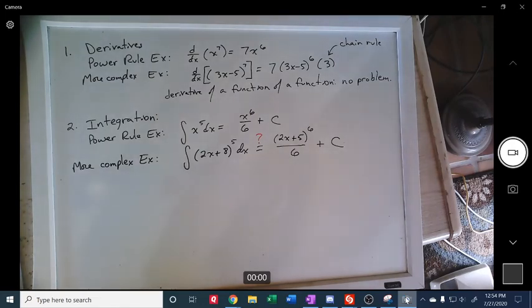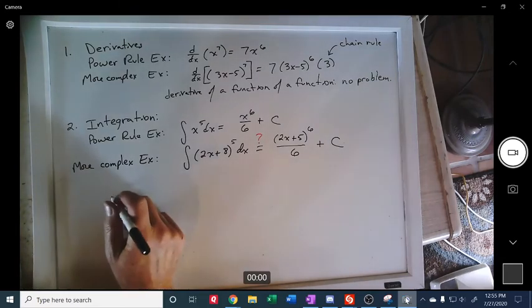Hopefully that's enough time. Let me ask group 4. Do you think that'll work? Yes or no? No. Why not? Because it doesn't take the inside function's derivative. Very good.